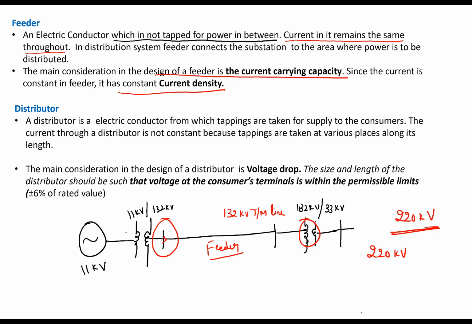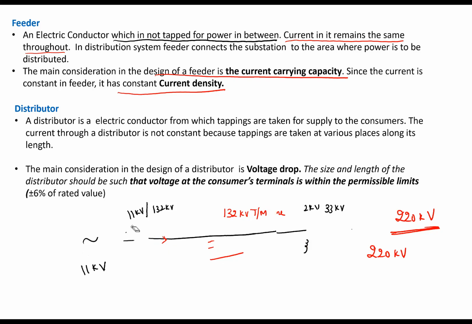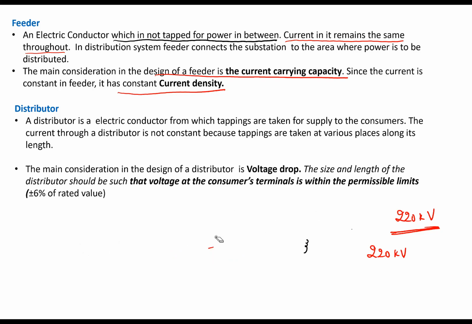Now, what is a distributor? A distributor is an electrical conductor which is tapped, where the tappings are taken everywhere for the supply of current.